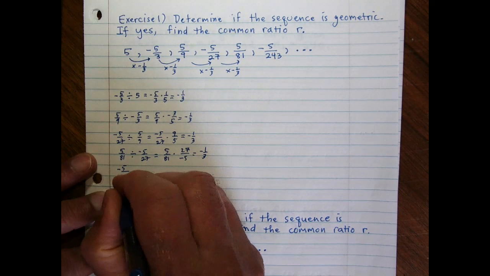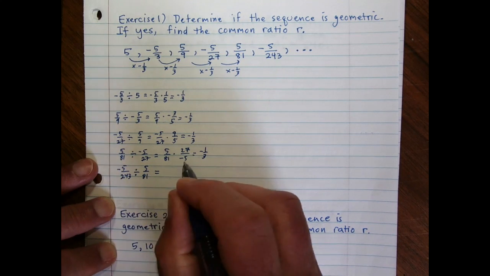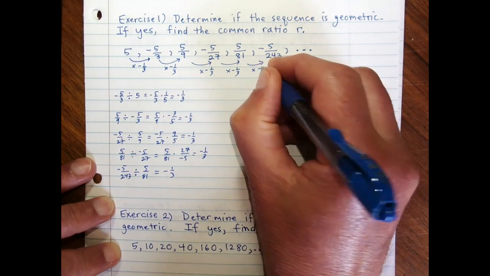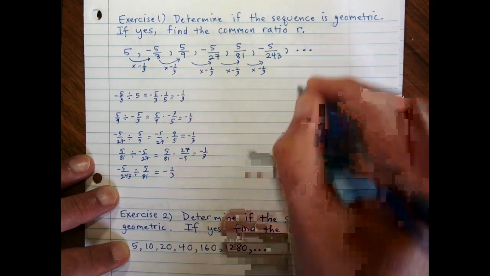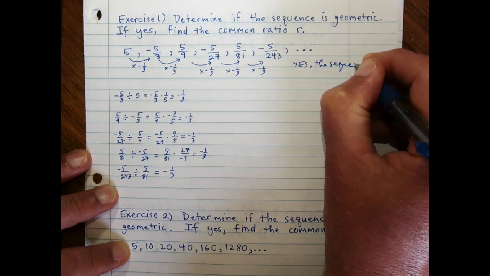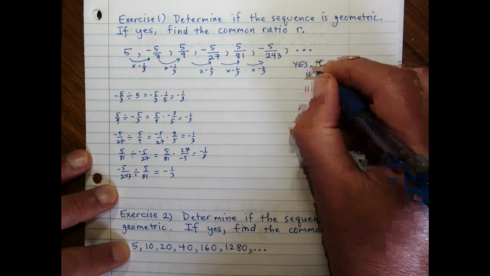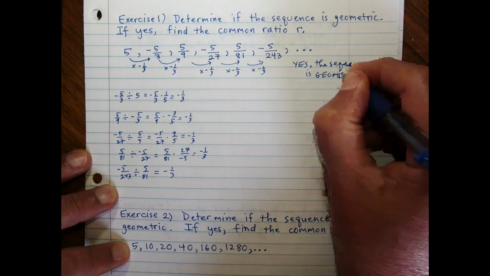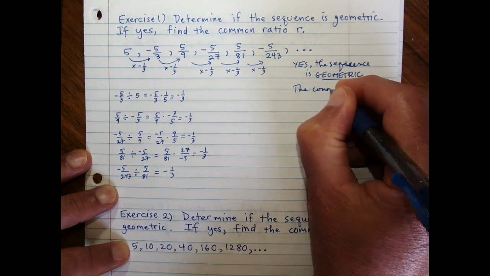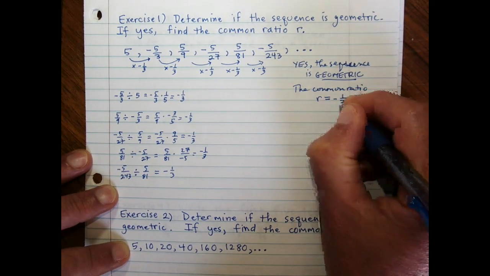And one last one to check. And I'm going to let you verify this. This also comes out to be negative 1/3. It does work. And so the answer is yes. This sequence is geometric. And the common ratio r is equal to negative 1/3.